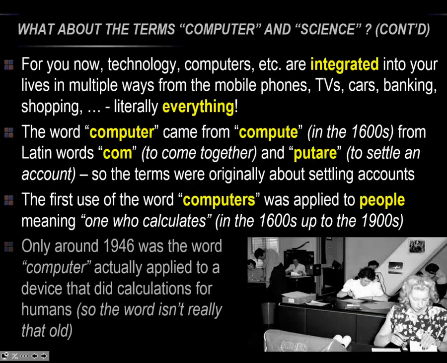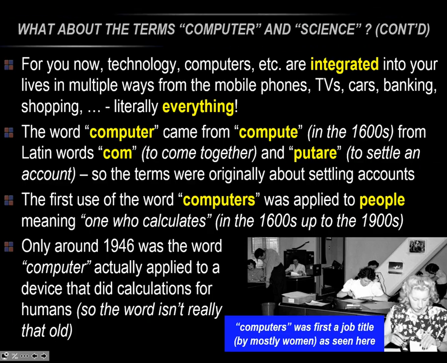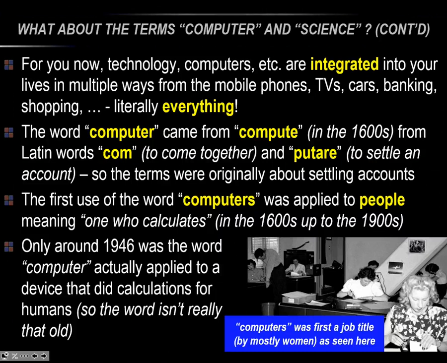So, right now, computers are integrated into literally everything that you do now. But let's go back to the beginning. The word computer, from the 1600s, from the Latin com, to come together, and putere, to settle an account, was really a mathematical term about settling up accounts. And the first time the word computers was applied, it actually meant people. People who did calculations were the computers. So the original computers were people.